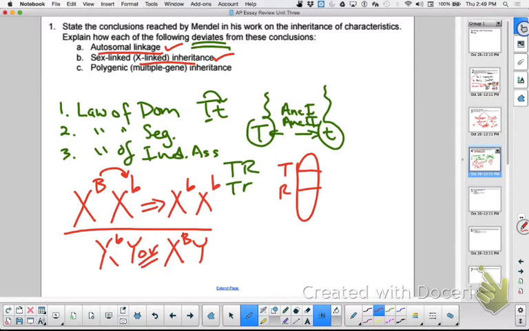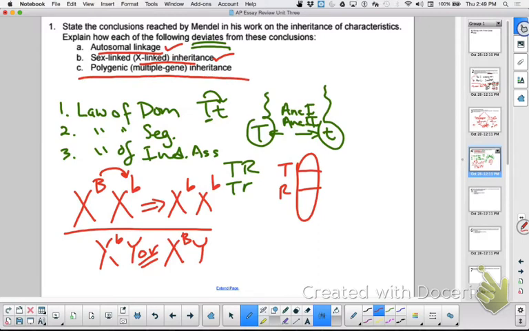Yes? To have an X-linked trait, it has to be a recessive one, right? No, there are dominant ones too. I'm just not giving you any, because they start to become hard. It's really subtle to see a sex-linked dominant versus an autosomal dominant, and I'm not holding you responsible for that. But there are sex-linked dominant diseases. Okay, and then polygenic.